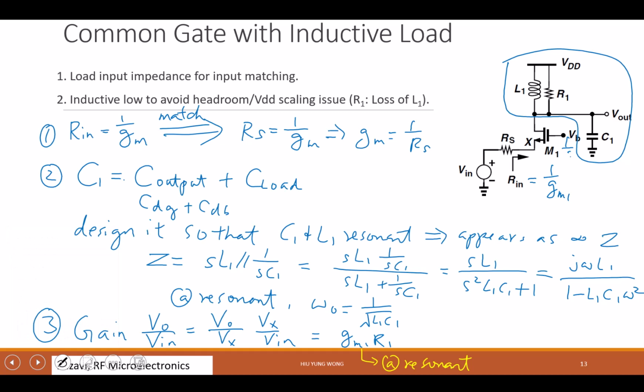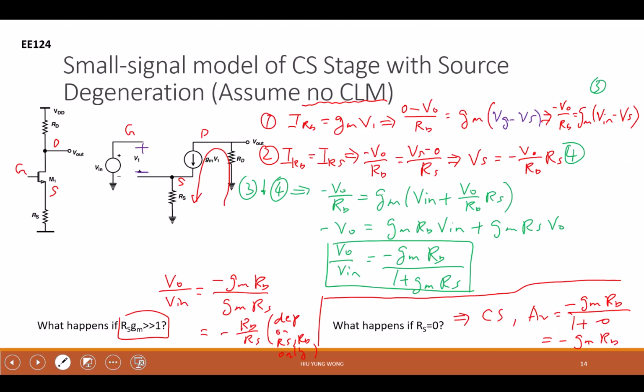And what is Vx divided by Vin? 0.5. Why? Because we match it. So it's just a potential divider. gm1 R1 divided by 2. This is the gain. But I don't like gm1. I want to express it in Rs. So this is equal to what? R1 divided by 2Rs, because I matched the network already. Okay? So good. So this is the gain. And the reason I want to find the gain, again, is just because I want to find the noise figure. Right? So let's start doing the noise figure.